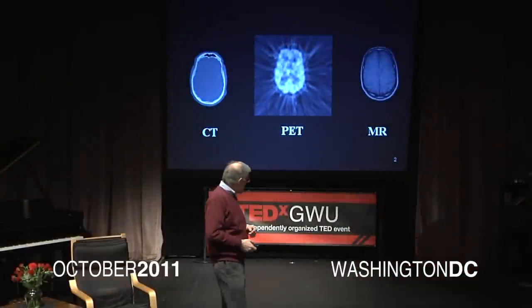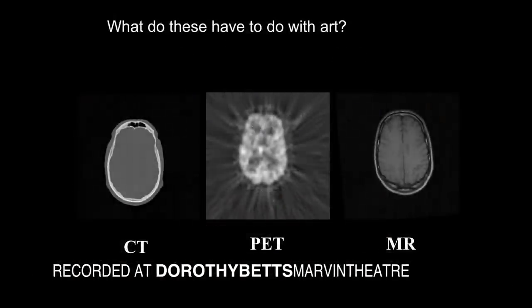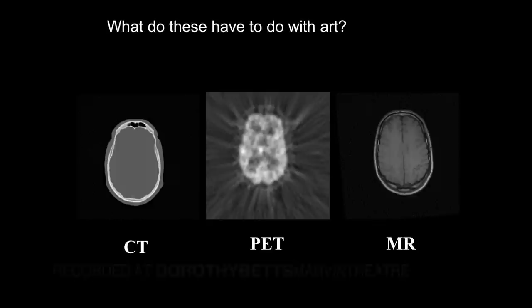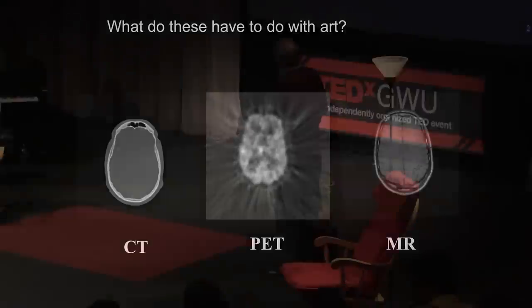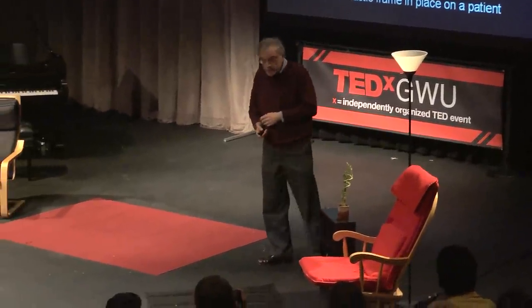You have a CT image, a positron emission tomography image, and a magnetic resonance imaging image of somebody's brain. And what could possibly relate these to art? Well, as difficult as that question might be, here's another connection.